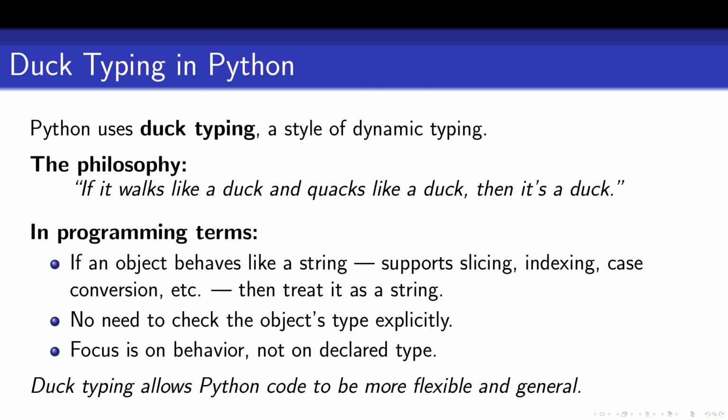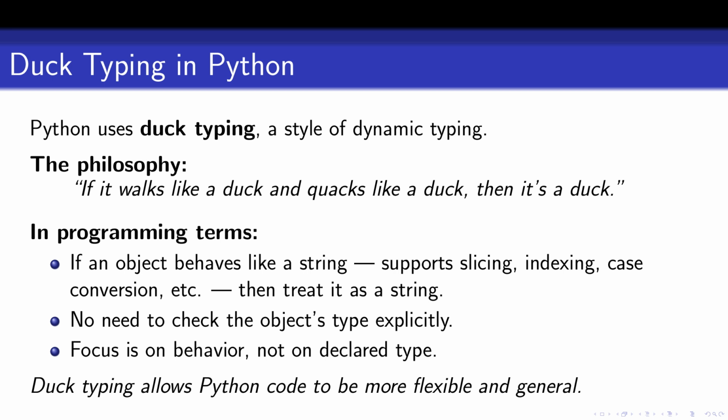A related concept is duck typing, which is a key feature of Python's dynamic type system. The phrase, "if it walks like a duck and quacks like a duck, then it's a duck," captures the idea well. In Python, you don't ask whether an object is a string, you simply check whether it behaves like one. If an object supports string-like behaviors such as slicing, indexing, or case conversion, Python treats it as a string without requiring it to formally inherit from a string class. Duck typing prioritizes behavior over explicit type declarations.